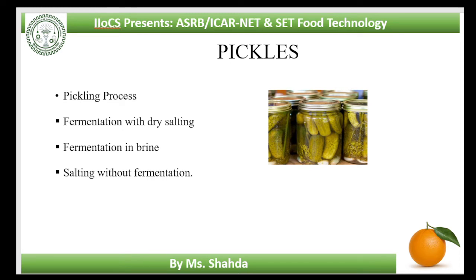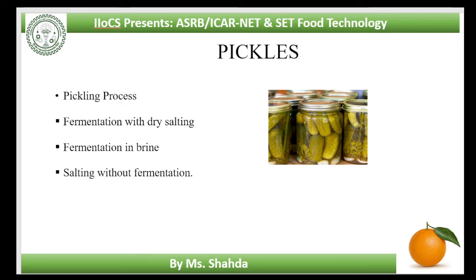Stage 1 can be done by any of the three following methods: fermentation with dry salting, fermentation in brine, or salting without fermentation. Stage 2 is finishing and packing. Fermentation with dry salting. In this method, vegetable is treated with dry salt. The salt extracts the juice from the vegetables and forms the brine, which is fermented by lactic acid bacteria.